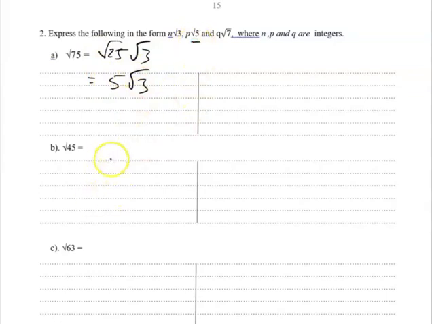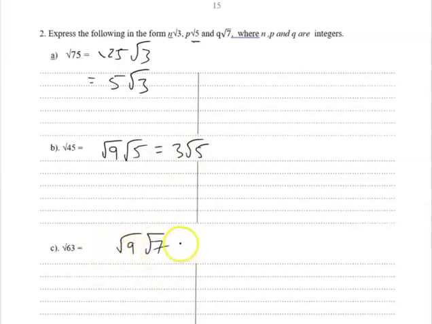Next one has root 5. So we're going to break it up into root 5 and the next number is going to be root 9. So I always like to write the square number first. So root 9 and then root 5. We're going to get 3 root 5. The next question. This can be broken up into root 9 and root 7, which is simplified into 3 root 7.